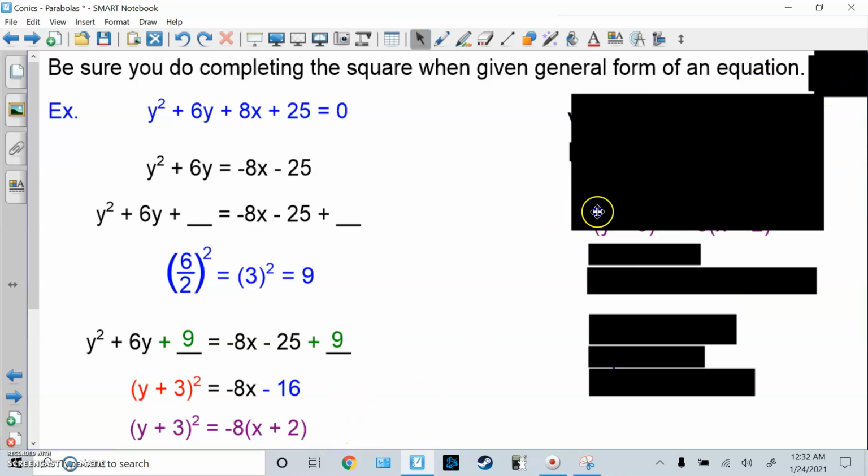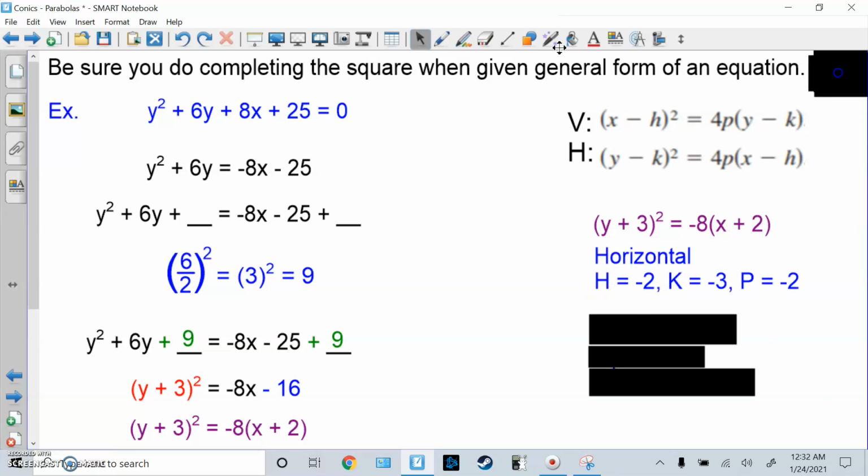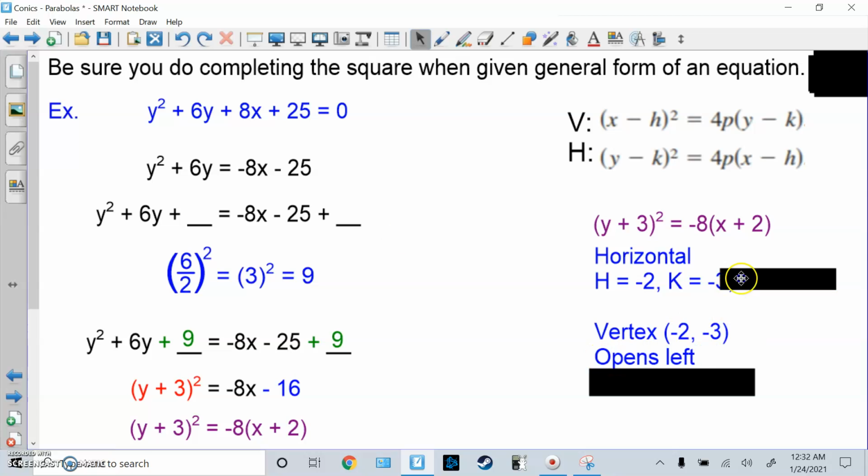All right, now notice the square is outside the y, so this is going to be a horizontal equation where k is negative 3, h is negative 2, and p is negative 2 because 4 times negative 2 is negative 8. So we know it's horizontal. We know the vertex is negative 2, negative 3, or h is negative 2, k is negative 3, and p is negative 2. So vertex is negative 2, negative 3. Because p is negative, it's going to go left.